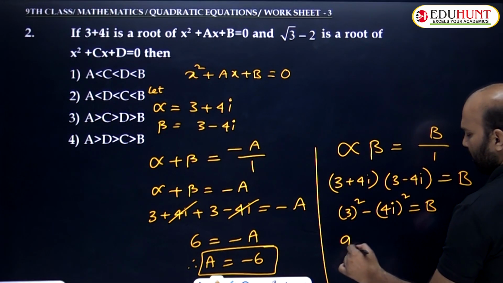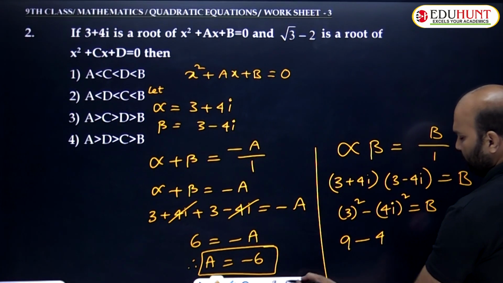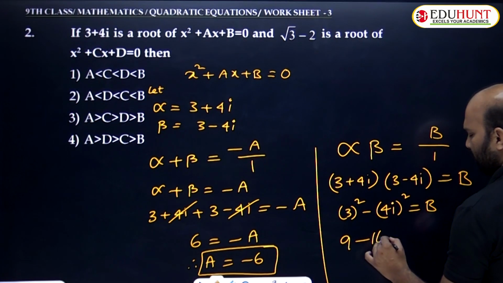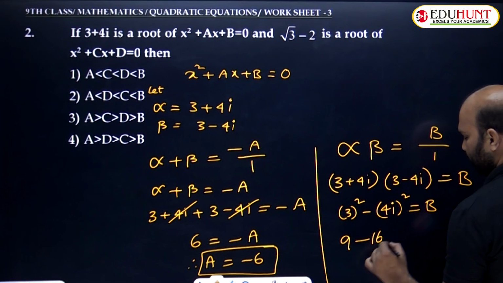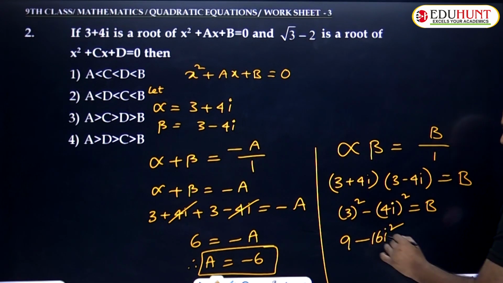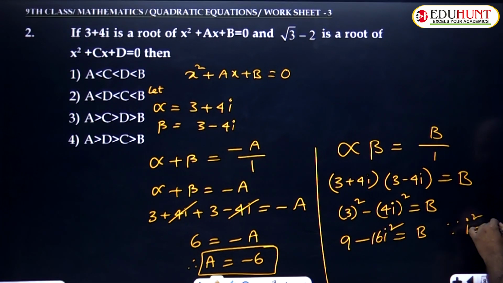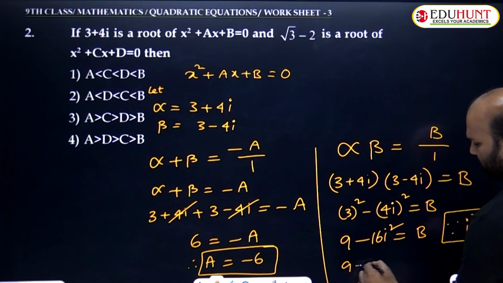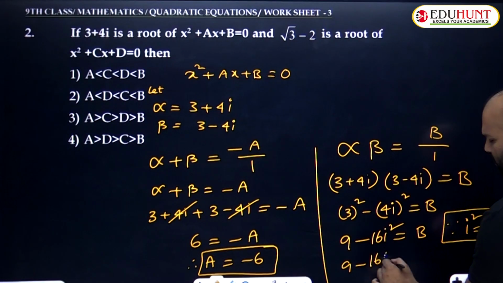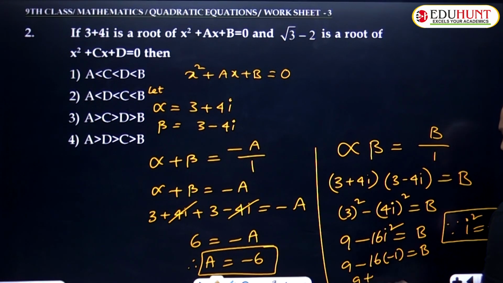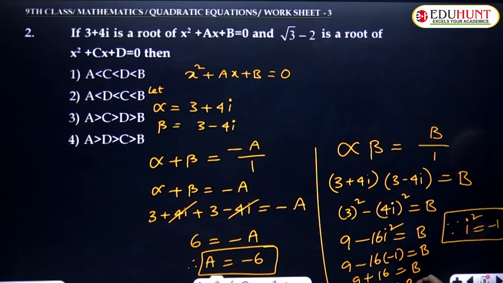3 square value 9 minus 4i square. 4 square value, 4i whole square, 4 square 16 i square. This is i square. 4i whole square can be written 16 i square equal to b. But i square value you know in complex numbers is minus 1. Am I clear? So i square value substitute in that equation. So 9 minus 16 into minus 1 equal to b. So minus into minus is plus, nothing but 9 plus 16 equal to b. Therefore b equals 25. So that is b value.